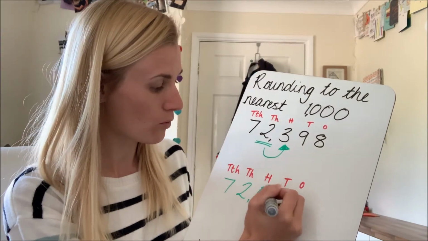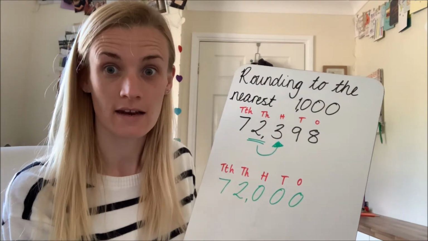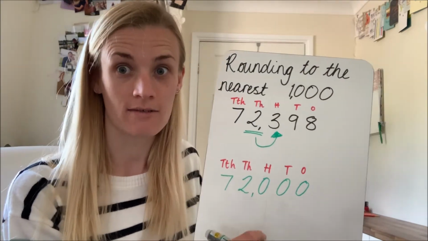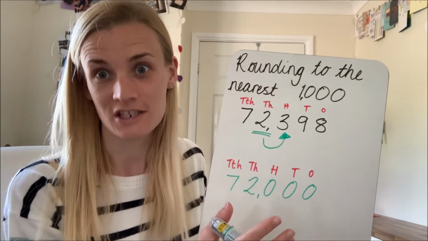Remember, rounding, it always has to have zeros at the end. So if I'm rounding to the nearest 100, my 10s and my 1s are going to be zeros. They can't be your normal digits.